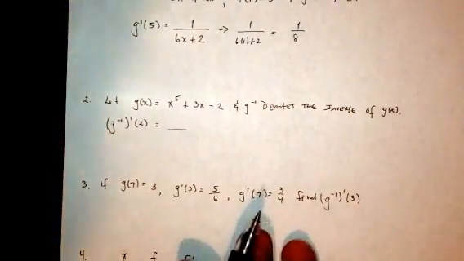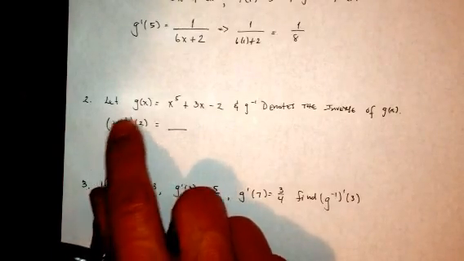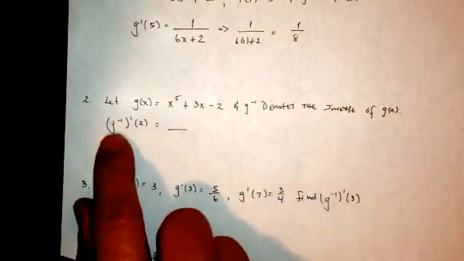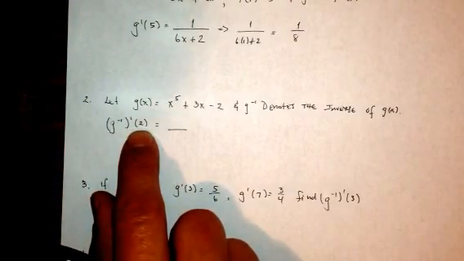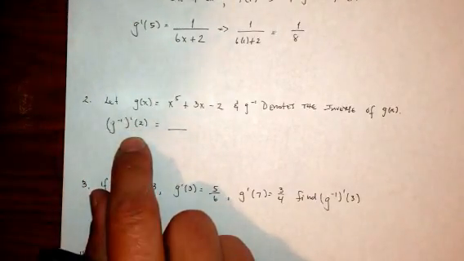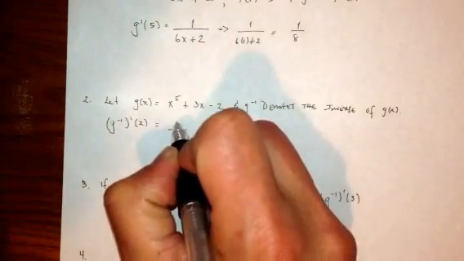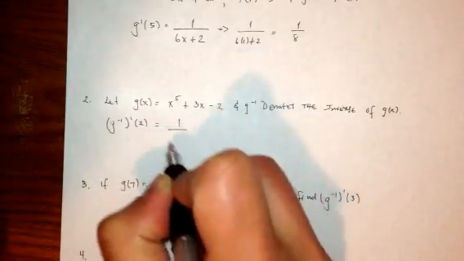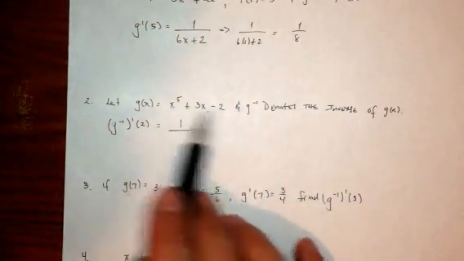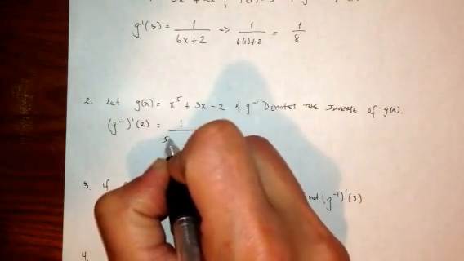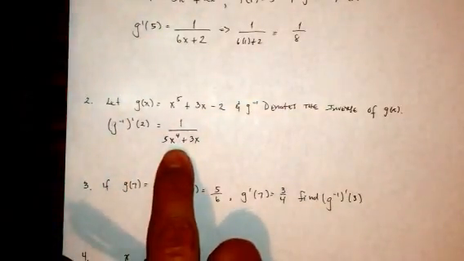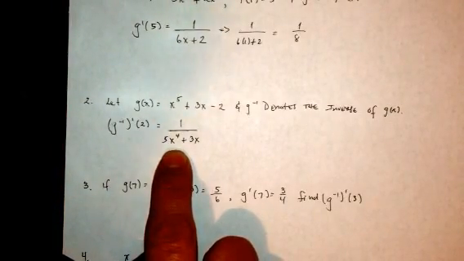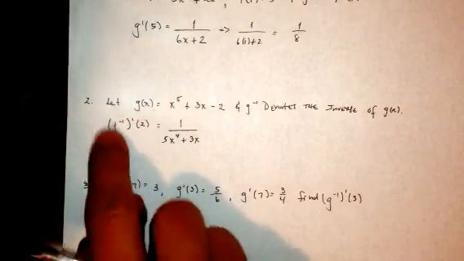Okay, let's do another one here. They give us this function g of x, the inverse. Now we have to find the derivative of the inverse at x equals 2. So I know it's 1 over the derivative of this function. Well, let's see, the derivative is 5x to the 4th plus 3x. Now I have to plug in something. They don't really give me a point, do they? They just give me this relationship.